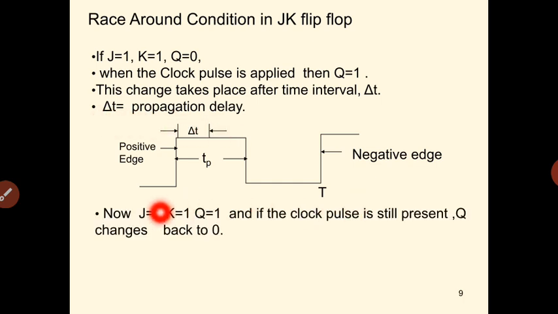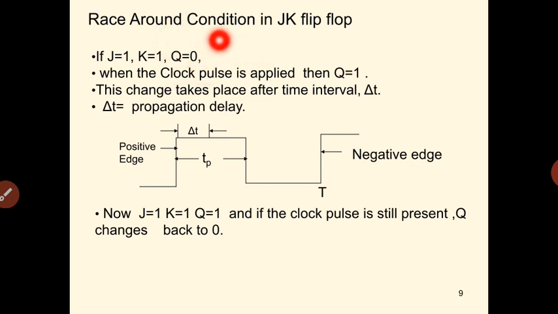Now, if J is equal to 1 and K is equal to 1 and Q is equal to 1, so let us say Q is equal to 1 is the previous output, and if the clock pulse is still present, then Q changes back to 0 again, because since it is level triggered, after delta t time also the clock pulse is available. So whenever the clock pulse is available, for J is equal to 1 and K is equal to 1, again Q becomes 0. Earlier up to delta t, Q becomes 1, and after that, since the clock pulse is available, that previous output, which happened to be Q is equal to 1, will be changed to 0. Are you understanding? So that's why this problem is called race around condition.